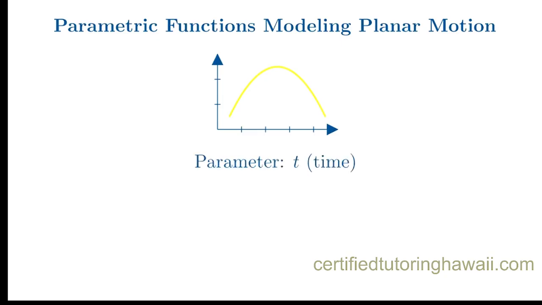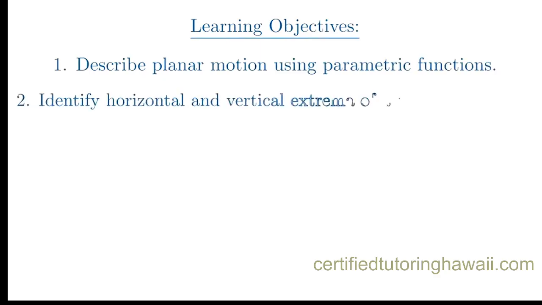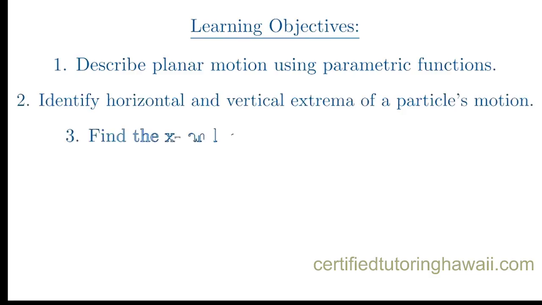To solve this, we can use a third variable, called a parameter. The most common and useful parameter is time, denoted by t. In this video, you will learn to describe planar motion using parametric functions, identify horizontal and vertical extrema of a particle's motion, and calculate its position at any given time. By the end, you'll be able to paint a complete picture of an object's journey.